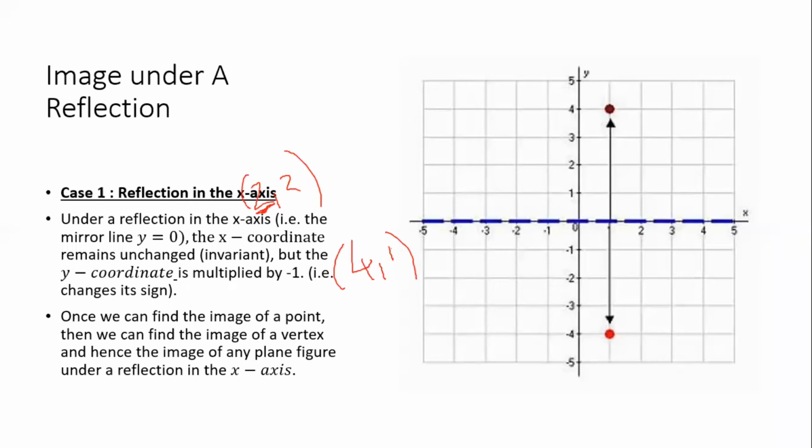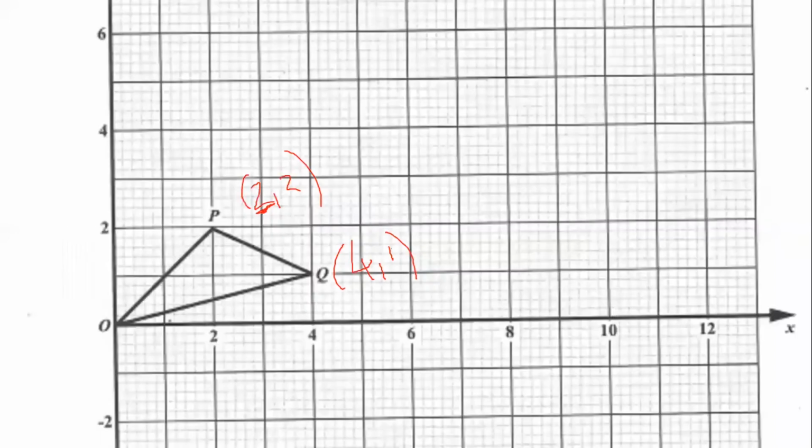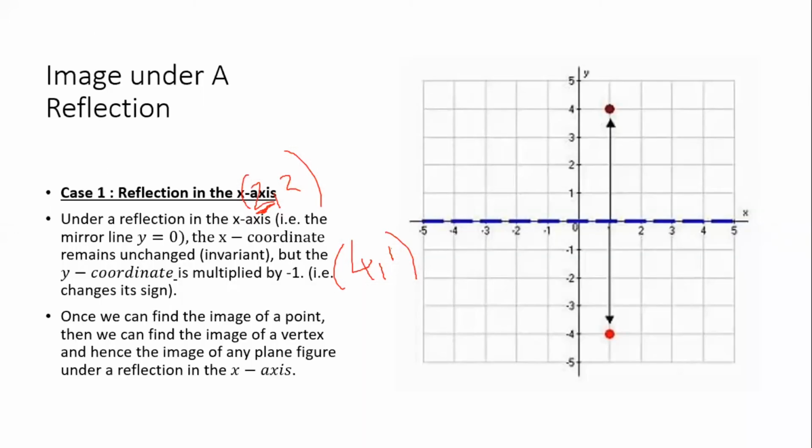For the person that asks to go back on the info, this is it. So under reflection in the x-axis, the mirror line y equals 0, the x coordinate remains unchanged, but the y coordinate is multiplied by -1.